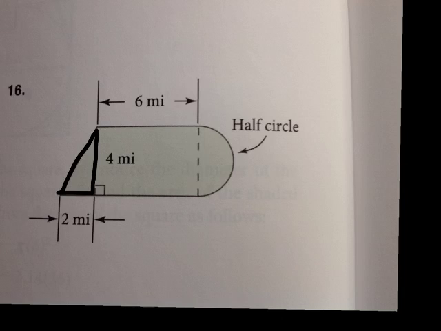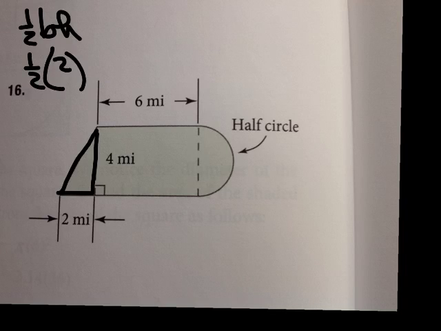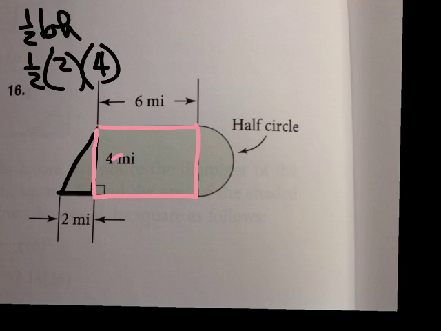Alright, so let's find the area of the triangle first. If you remember, the area of a triangle is 1/2 base times height. So it's going to be 1/2 times 2, and because of this little right angle symbol, I can just go ahead and multiply that by 4, and that gives me the area of the triangle. For my rectangle, I know it's 6 long and it's 4 high, so I can just multiply those two.